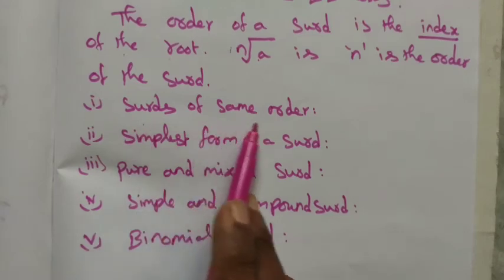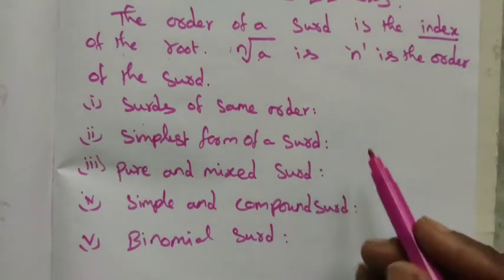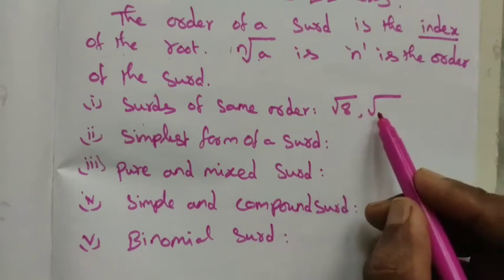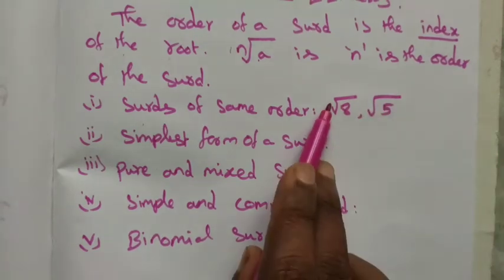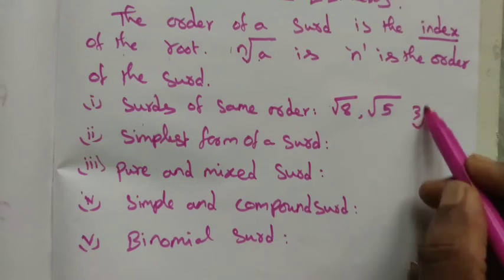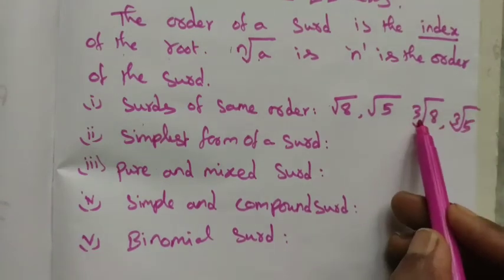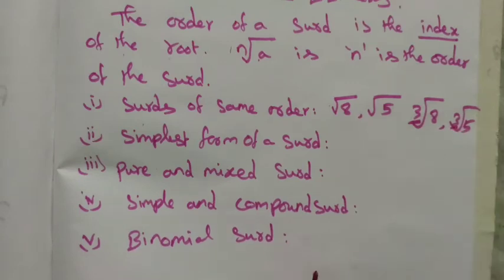The surds of the same order means the index power should be equal, that is cube root of 8 and cube root of 5. Here the index is 3 for both, so the index is the same, so we can call it a surd of same order.